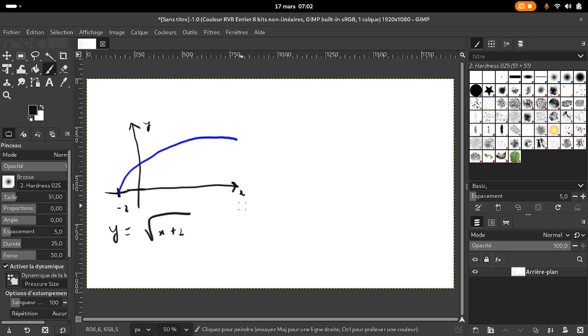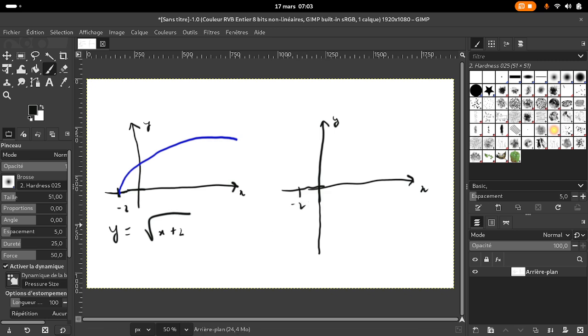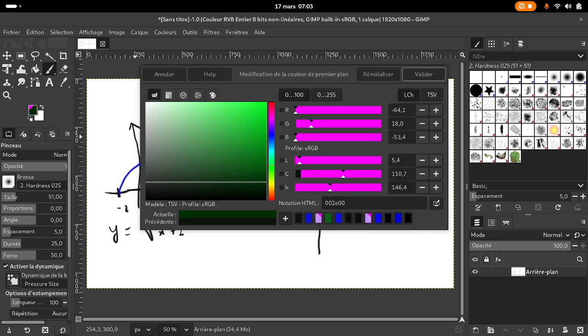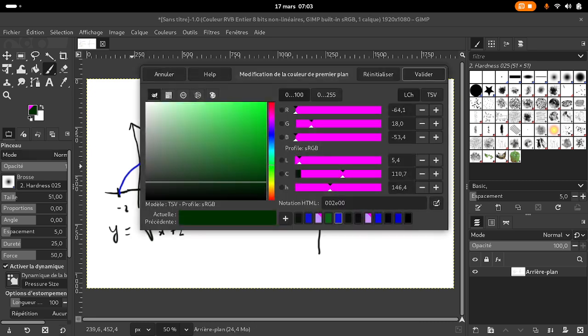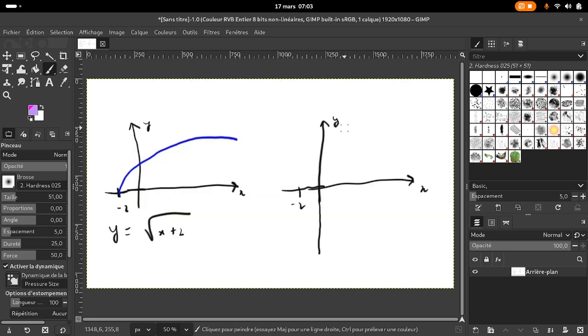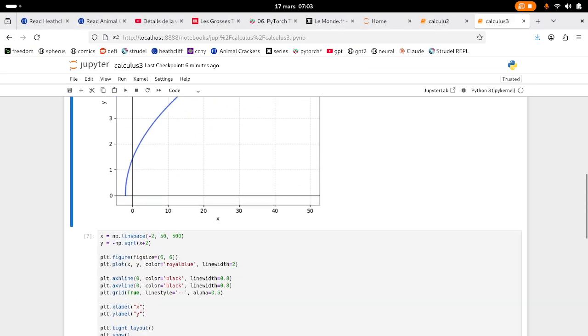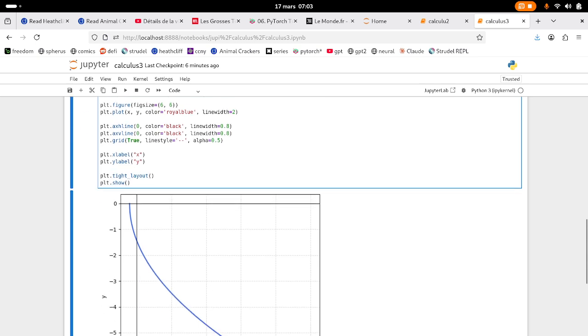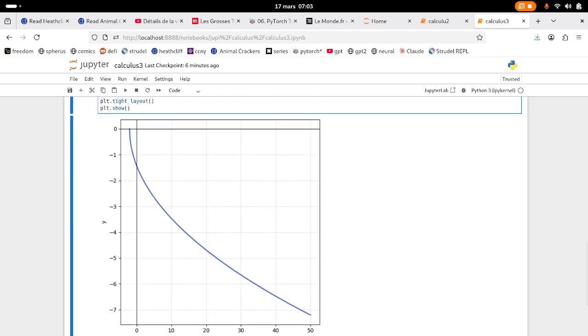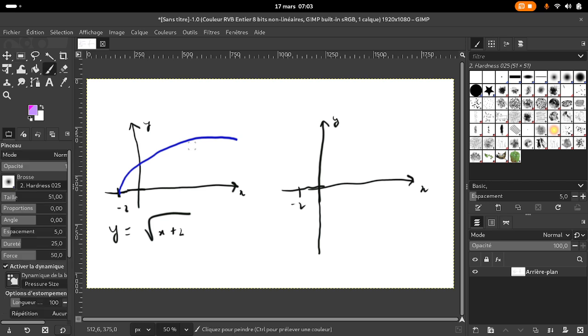Okay, second function, minus 2. And how is the graphical representation of the second function? Okay, minus square root of x plus 2. It is a lower parabola.